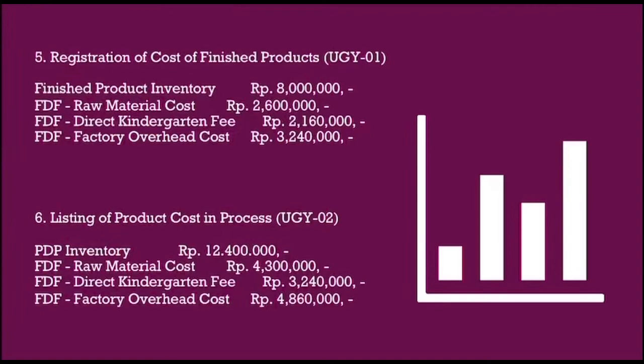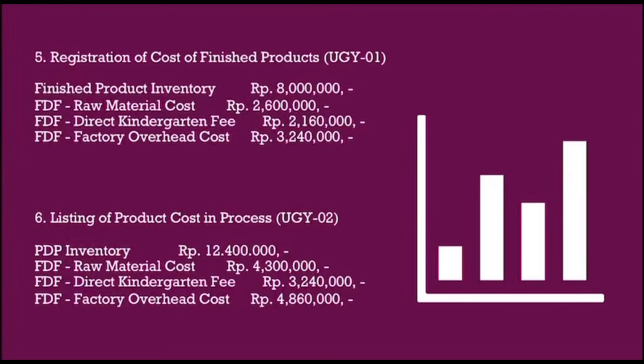And 5 about the registration of cost of finished products of UG1. The finished product inventory with 8 million, and factory raw material cost with number 2,600,000 rupiah, and direct labor cost with 2,150,000 rupiah, and the factory overhead cost of UG1 with number 3,240,000 rupiah.